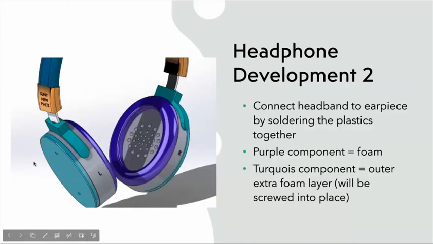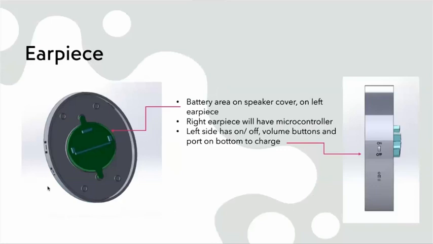So here we have what the headpiece looks like again. These holes are for the speaker. We have left and right. And again, this is the inner part of the earpiece. So the green cap is going to go on top of where the speaker will be, and then the battery will lay on top of this cap. And then in the other earpiece, you'll have the microcontroller and other electronic components. Also, everything will be screwed together, and also providing the user with an on and off switch, volume button changes, and a USB port to charge.